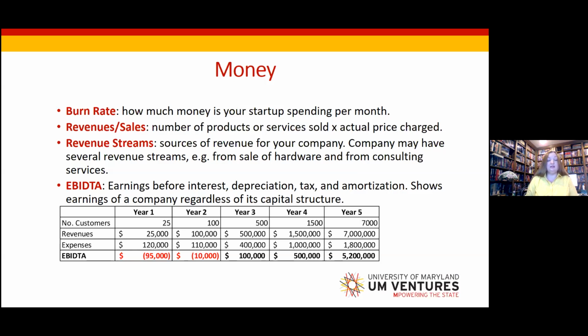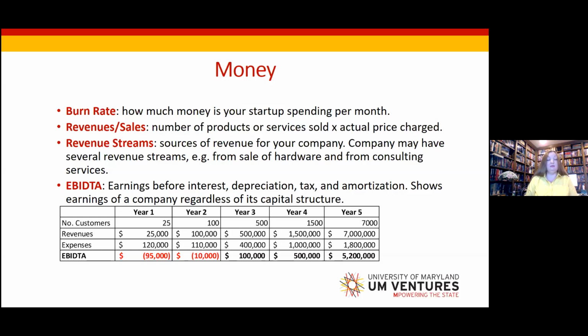Typically when investors at very early stages ask for financial projections, they like to see those in the form of EBITDA. EBITDA is an accounting term, and it stands for earnings before interest, depreciation, tax, and amortization. The reason investors like to see this particular format is that it shows potential earnings of a company regardless of its capital structure, and it's a very easy to understand format. And I have an example here on the slide.